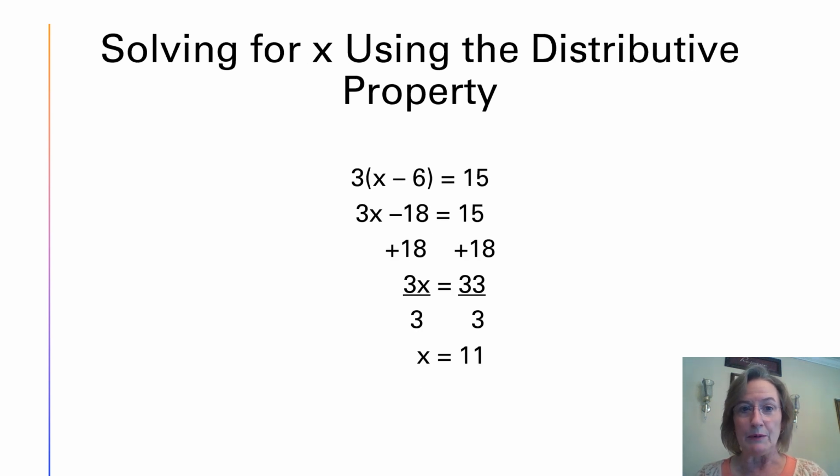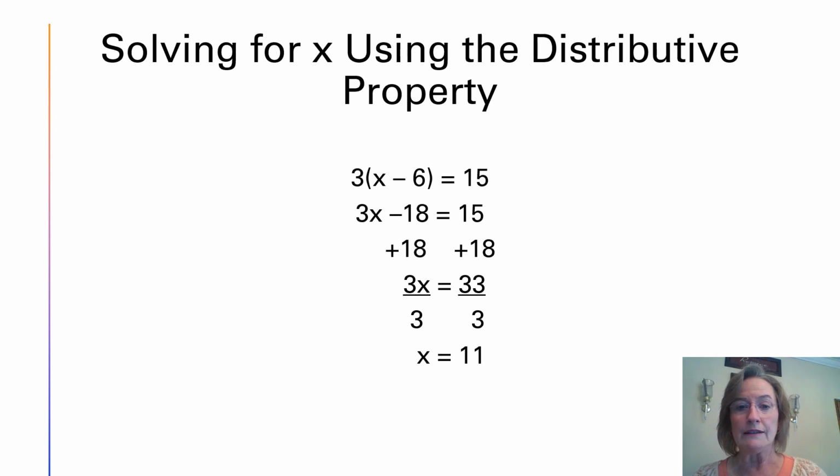Here's our first example. Our equation is 3 times, in parentheses, x minus 6 equals 15. First step, we're going to take that 3 times everything in the parentheses. So that will give us 3x. 3 times negative 6 gives you negative 18. And then you simply bring down the 15 on that right-hand side of the equal sign.